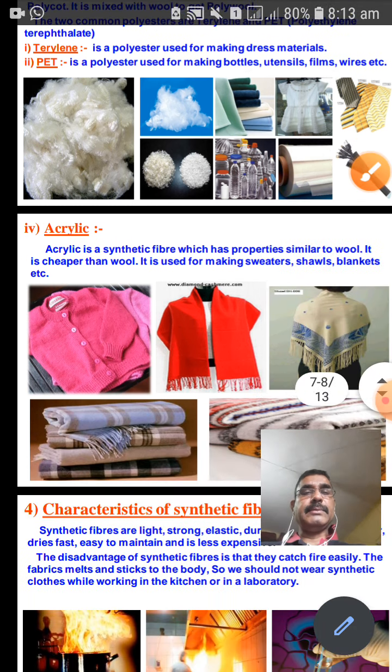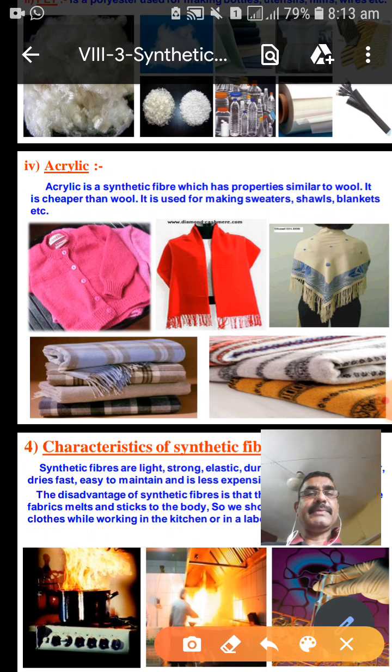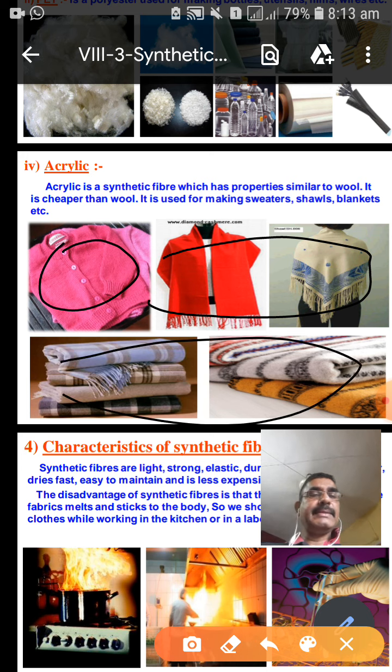Now coming to the next synthetic fiber, that is acrylic. Acrylic is a synthetic fiber which has properties similar to wool. It is cheaper than wool. It is used for making sweaters, shawls, blankets, etc. So you can see the pictures showing the materials that are made from acrylic: sweaters, woolen materials, blankets, etc. So this is about acrylic.